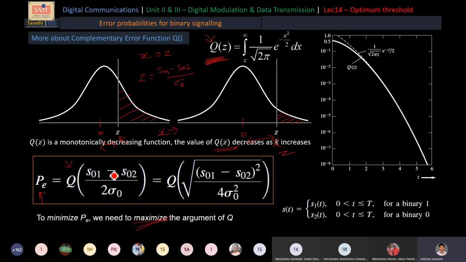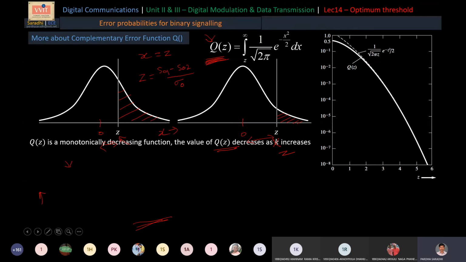So how do you maximize this? Only by increasing the numerator. How do you increase the numerator? By maximizing the difference. Is that clear? So this is the situation where the probability of error can be minimized by increasing the difference S01 minus S02. S01 is the value in volts assigned to represent bit 1, and S02 is the value in volts assigned to bit 0.